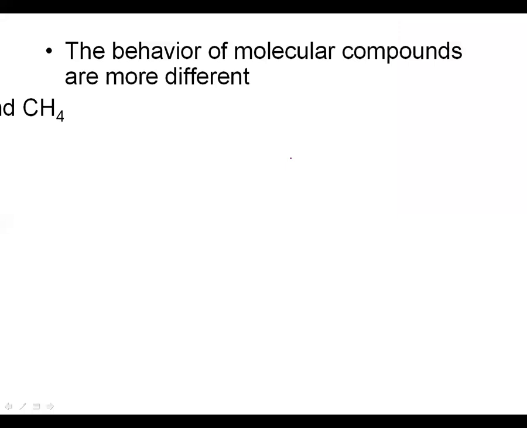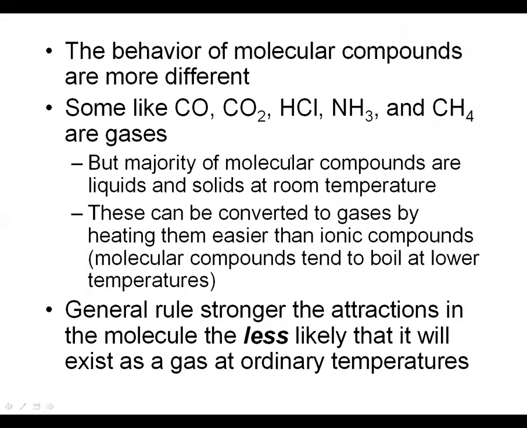Now, when we talk about molecular compounds, these are basically sharing electrons, so covalent bonds. They're a little bit different. There are some molecular compounds which are gases under normal conditions, like carbon monoxide, carbon dioxide, hydrogen chloride gas, ammonia, and CH4, which is methane. Methane is the gas that comes out when you light a Bunsen burner. But a majority of molecular compounds are liquids and solids at room temperature.